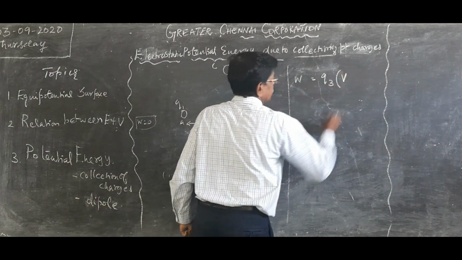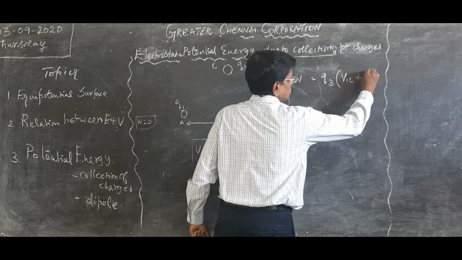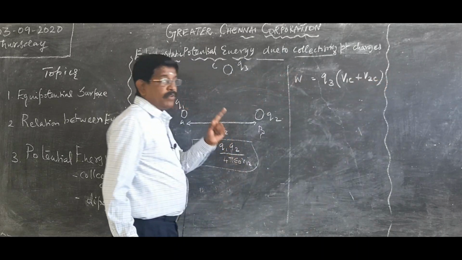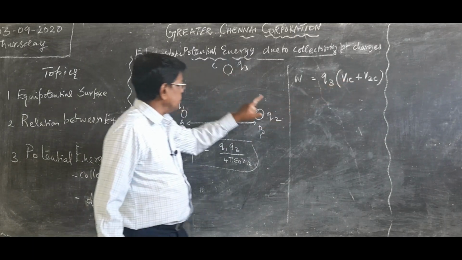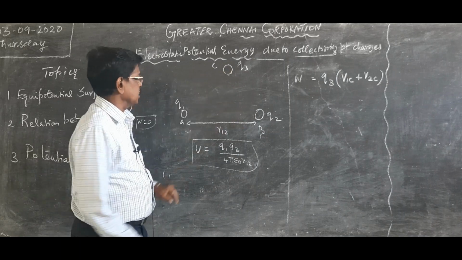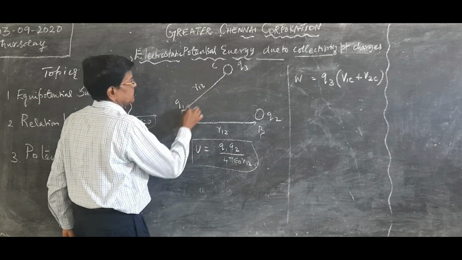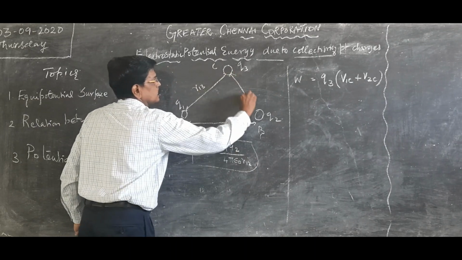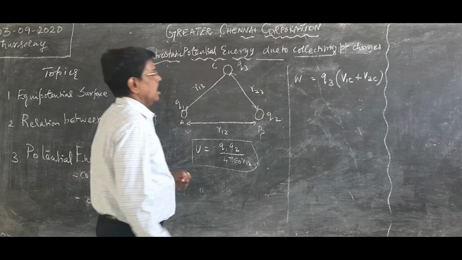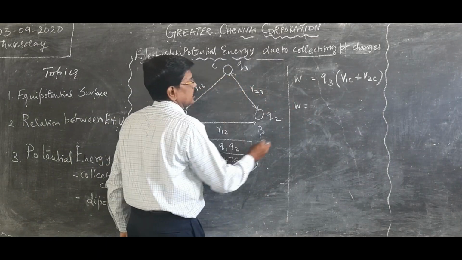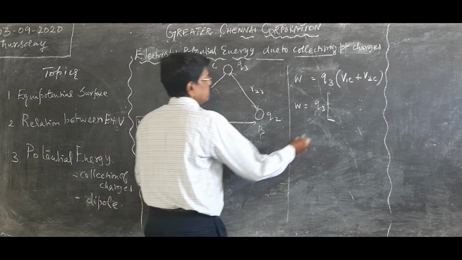Let me take it as V1C plus V2C. V1C is the potential at C due to the first charge, and V2C is the potential at C due to the second charge. Let us take the distance between the first and third charge as R13, and the distance between the second and third as R23. Now, the work done in bringing the third charge Q3 times V1C.